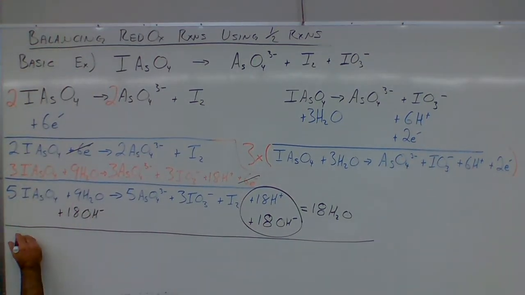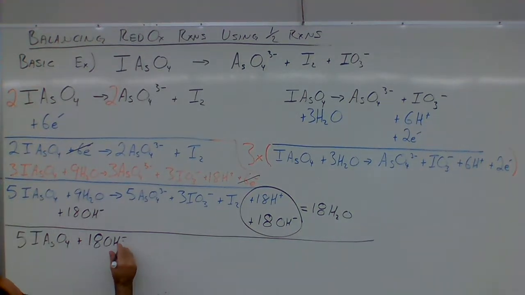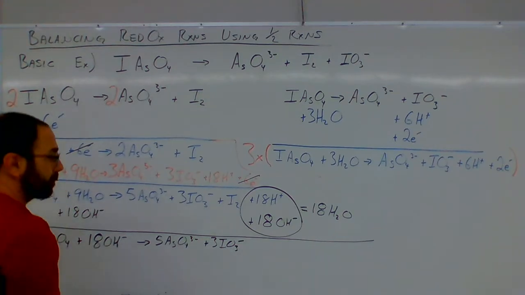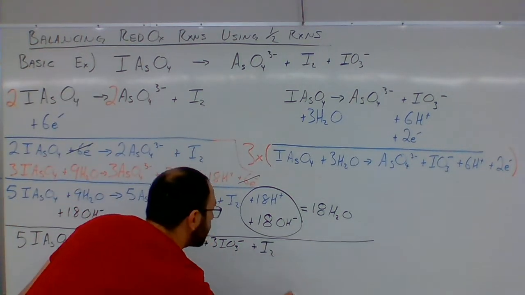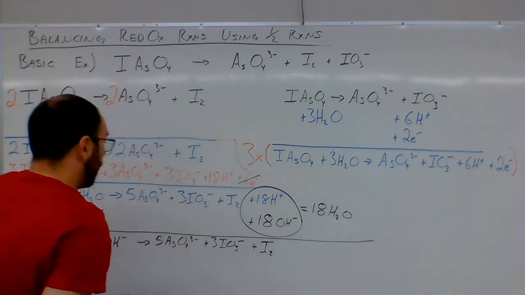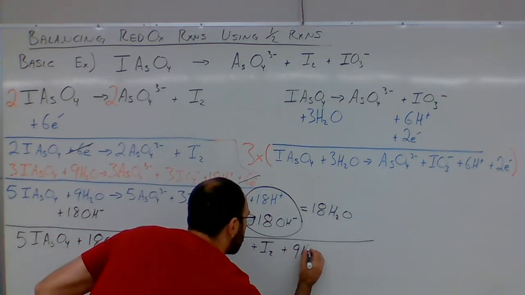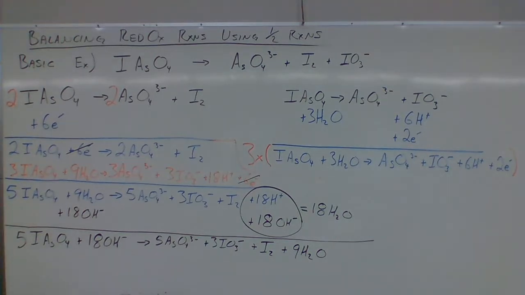So, what do we get? We have our 5 IASO4 plus 18 hydroxides. Now remember, these 9 waters are canceling out with 9 of those. So I no longer have any waters on my reactant side. On my product side, I get my 5 ASO4 3 minus plus 3 IO3 minus plus my I2, and then my 9 waters cancel out part of these 18 to leave me with 9 waters as a product.